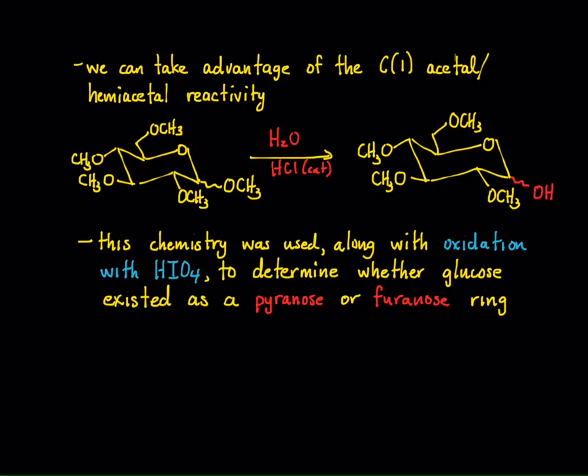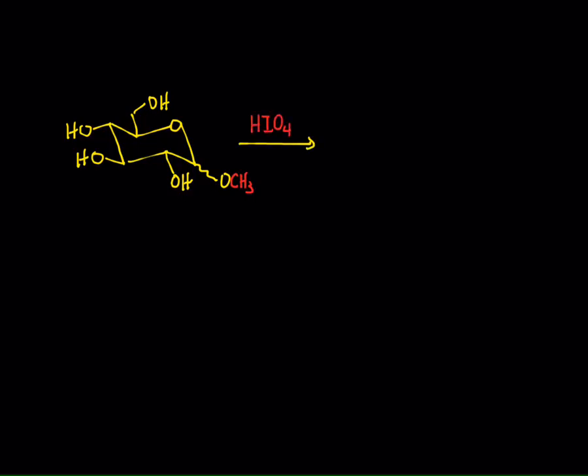How would I do something like that? Well, let's say I have now the glycoside of glucose, right? So here I have glucose, but the anomeric carbon has been methylated, and I treat this with periodic acid. Now recall, what does periodic acid do? It cleaves vicinal diols, right? It cleaves vicinal diols.